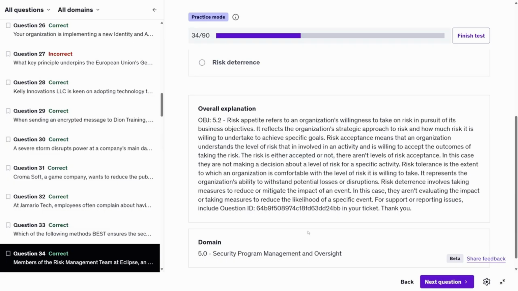Risk tolerance is the extent to which an organization is comfortable with the level of risk it is willing to take. It represents the organization's ability to withstand potential losses or disruptions. Risk deterrence involves taking measures to reduce or mitigate the impact of an event. In this case, they aren't evaluating the impact or taking measures to reduce the likelihood of a specific effect.